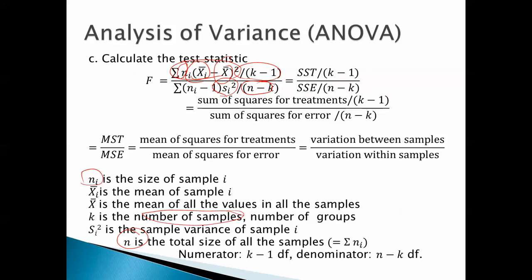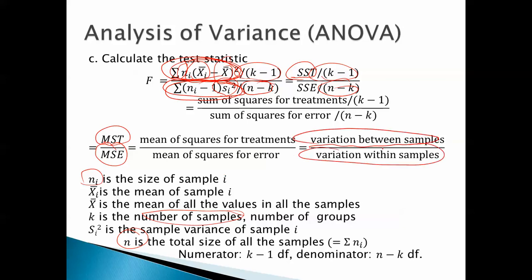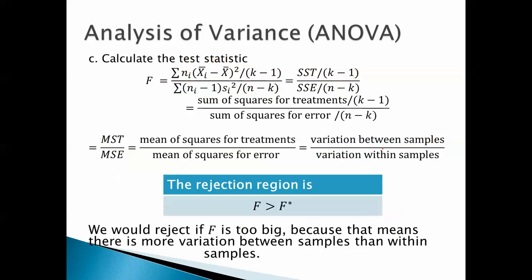Okay, so this stuff here is the sum of squares for treatments. This stuff here is the sum of squares for error. And then we divide by k minus 1 and n minus k. And we get the mean of squares for treatments and the mean of squares for error. So what does this all mean? Pardon the pun. The numerator is the variation between samples, and the denominator is the variation within samples.